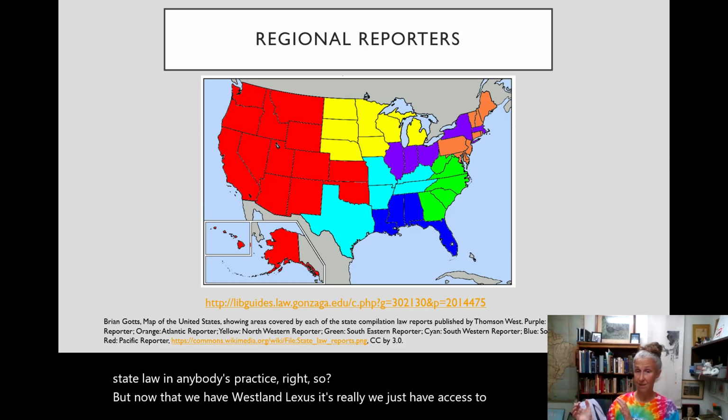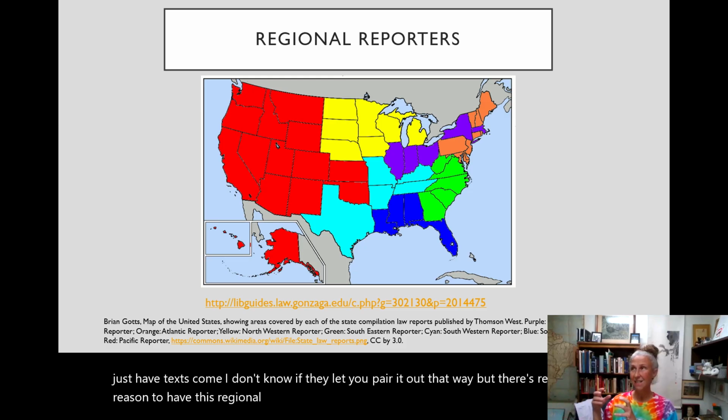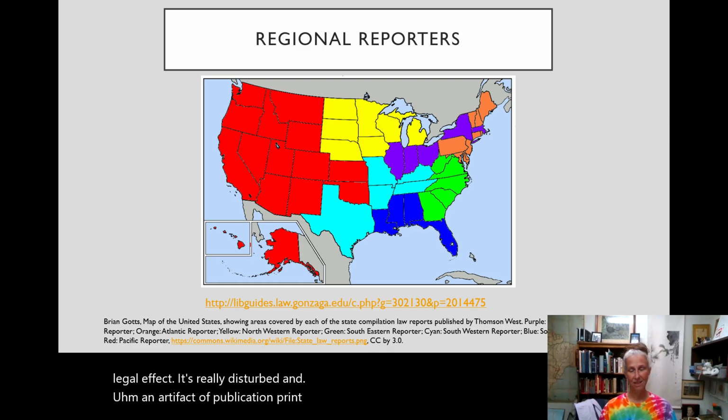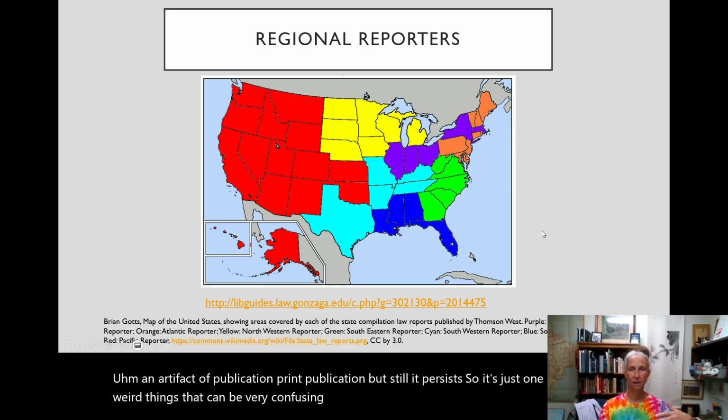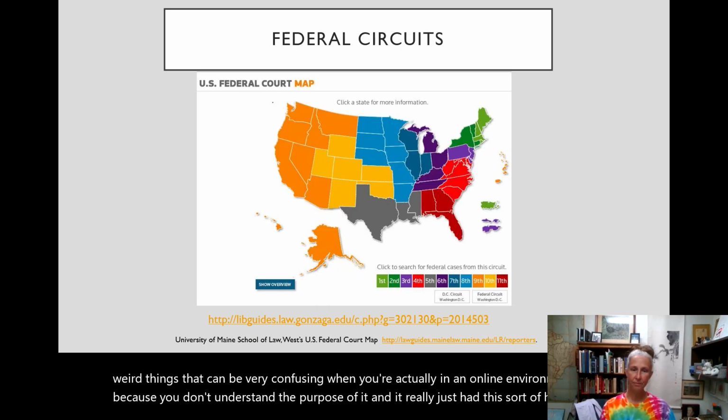I mean, you could just have Texas. I don't know if they let you pare it out that way, but there's really no reason to have this regional grouping, right? Because it doesn't have any legal effect. It's really just an artifact of print publication, but still it persists. So it's just one of those weird things that can be very confusing when you're actually in an online environment because you don't understand the purpose of it. And it really has this historical purpose. Yeah, I just wanted to show you.